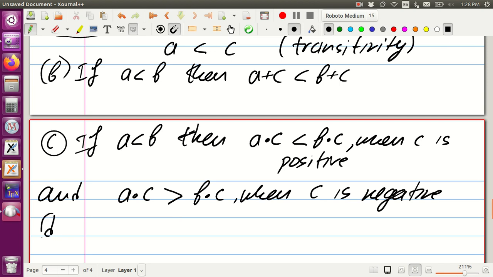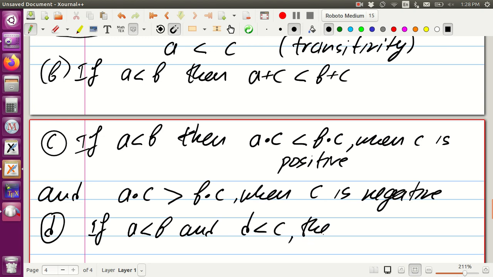And now part D of this rule says that if A is less than B and D is less than C, then A plus D is less than B plus C. So basically, if inequalities go the same way, we can add the left side and we can add the right side, and the inequality would stay the same way.